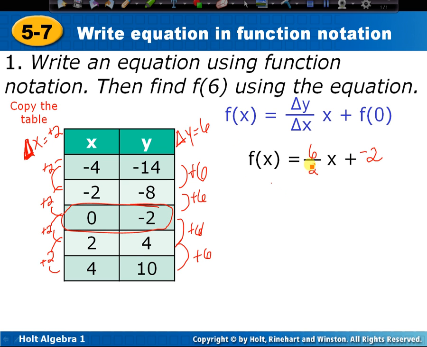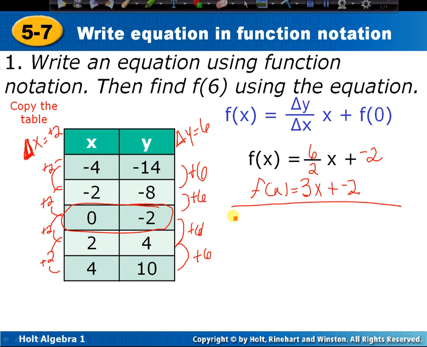So what this means here, this 6 can be divided by the 2, so that gives me f of x equals 3x plus -2 or -2. And I'm not exactly done there. I have found the equation in function notation, but the directions up here say then find f of 6 using the equation. So in order to find f of 6 using this equation, I simply have to go back in and plug in 6 for x.